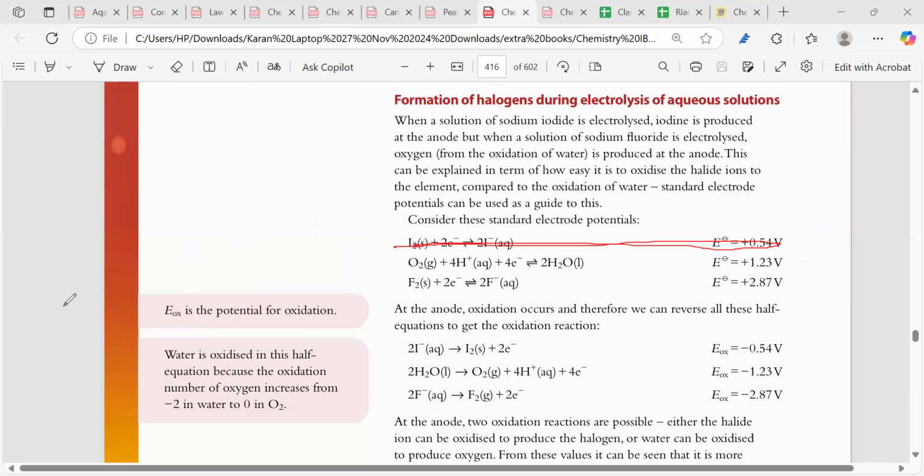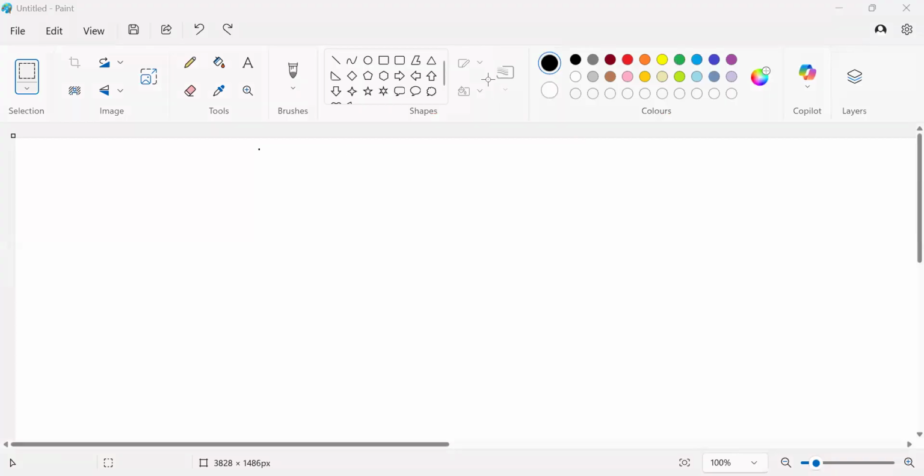Attach your pen quickly now. My question is that suppose you are taking NaF aqueous solution, right? Who goes to the anode? Tell me.